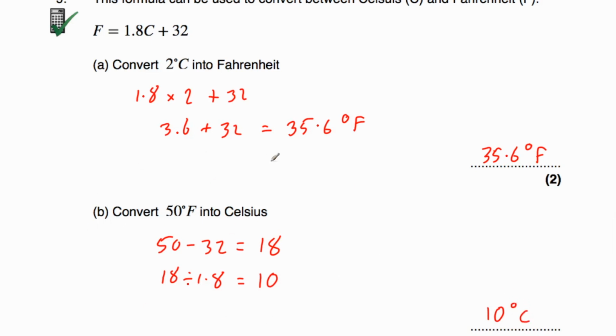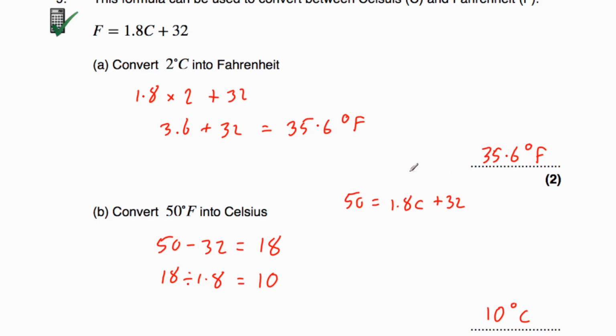So that was one approach, working backwards, because we know that to go from Celsius to Fahrenheit, we multiply by 1.8 and add 32. So we could take away 32 and divide by 1.8. Alternatively, we could use an equation. If we know our value for F, or Fahrenheit, we could write 50 is equal to 1.8C plus 32. So that's an equation, and we're going to solve this.